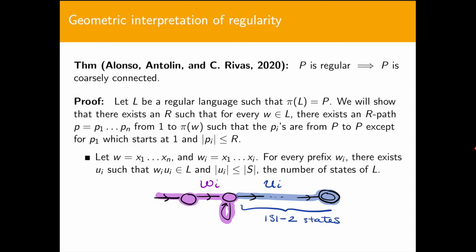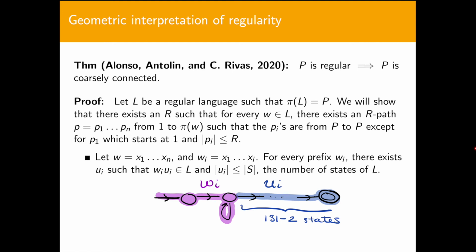So if L is a regular language such that the evaluation of L is P, we will show that there exists some R such that for every word W in L there exists an R-path p, which is a concatenation of p1 to pn, such that p is from 1 to the evaluation of W, such that the pi are from P to P, except for p1, which starts at 1, and such that the lengths of the pi are smaller or equal to R. This is why it's called an R-path. So let's see that in action.